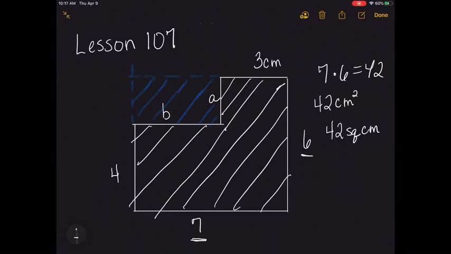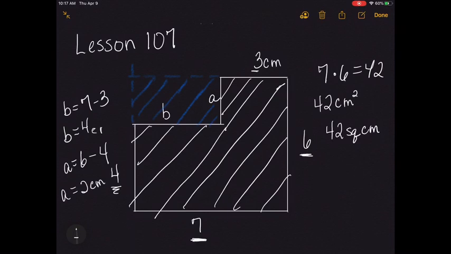Well, what are the dimensions of that blue area? We have to figure out what B is. So B is equal to 7, this full length, minus 3, the partial length. So that means that B equals 4. And A must equal this side length, 6, minus the partial side length, which is 4. So A equals 2 centimeters.